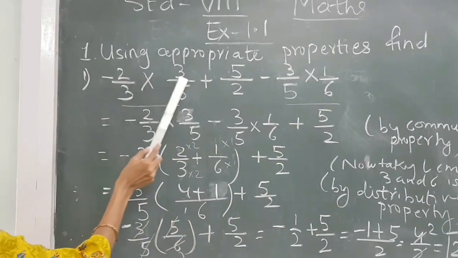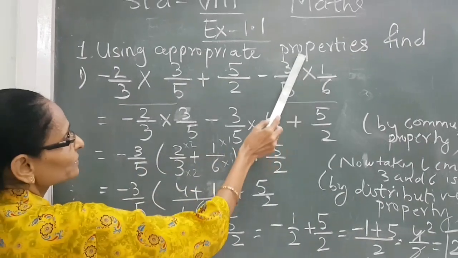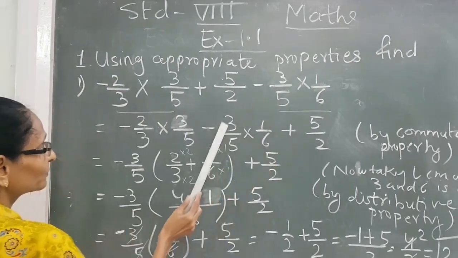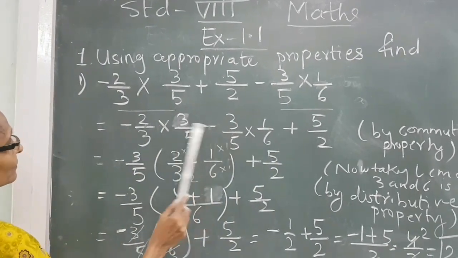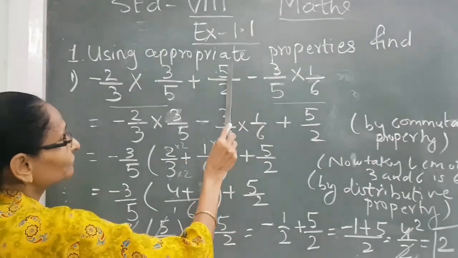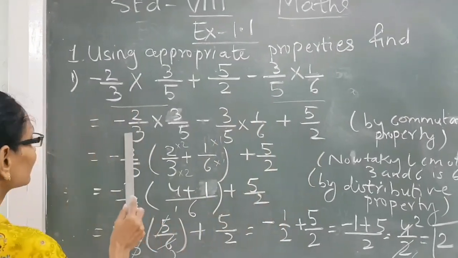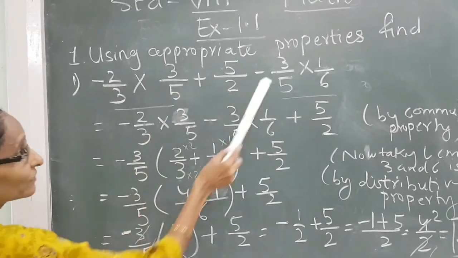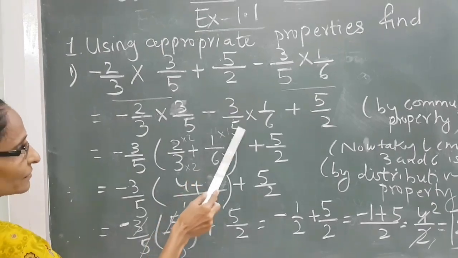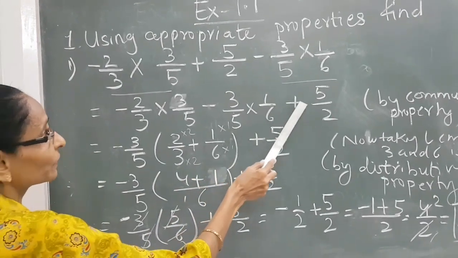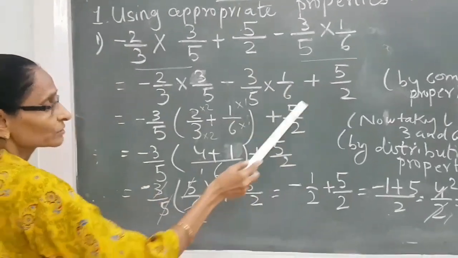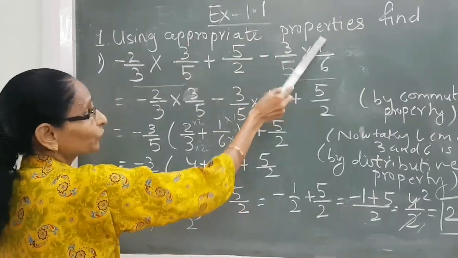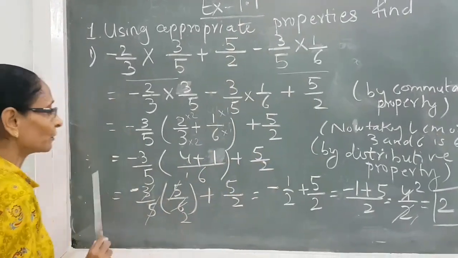See here, first two terms and last two terms. See, 3 upon 5 is the same. So we are bringing these last two terms with the first and second, and we are taking 5 upon 2 at the end. So minus 2 upon 3 multiply 3 upon 5 minus, we are bringing this here, look, minus 3 upon 5 multiply 1 upon 6 plus 5 upon 2. This is by commutative property, because in the question they have mentioned using appropriate properties. So we are mentioning the properties.